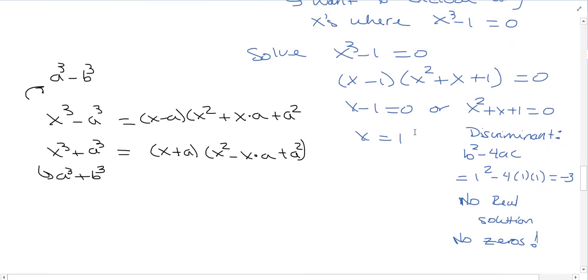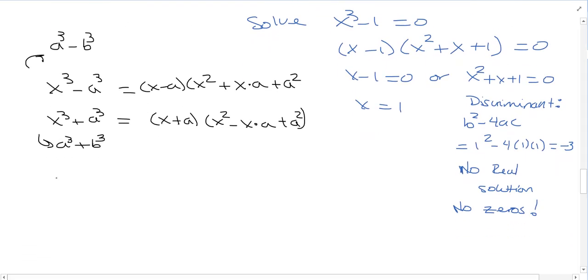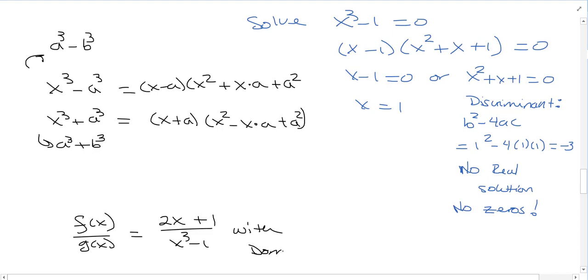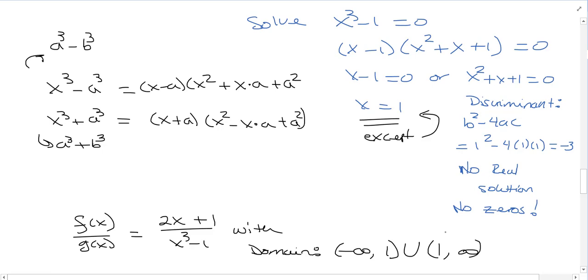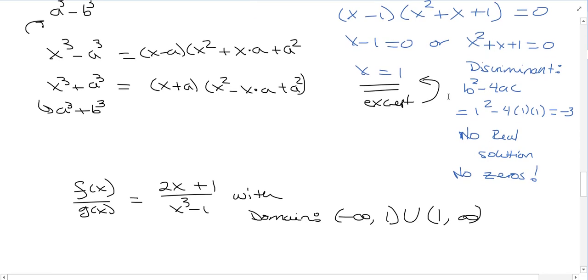So the domain of this function, now that we have it, so putting it all together, g of x was 2x plus 1 over x cubed minus 1 with domain all real numbers except 1. So that means it's going to be -infinity to 1, not included, union 1 not included, all the way to infinity. So the only thing that we're not including is 1.